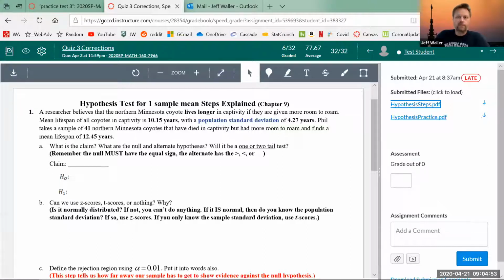Let me see. So let's come out of this. I'm gonna stop sharing. This is what we're gonna talk about here in a bit. It is up on Canvas.